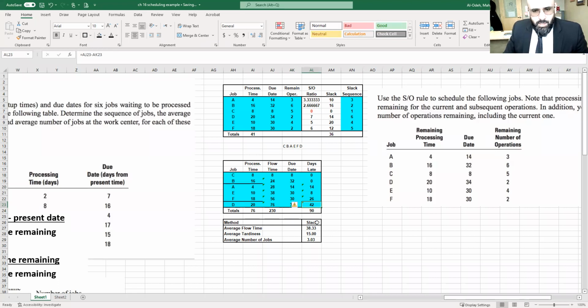Therefore, there are 42 days of delay, and we do the calculation for the 3 parameters to find out the average flow time, the tardiness, and the number of jobs. And then we compare it with different sequencing or different scheduling rules and pick the best one.